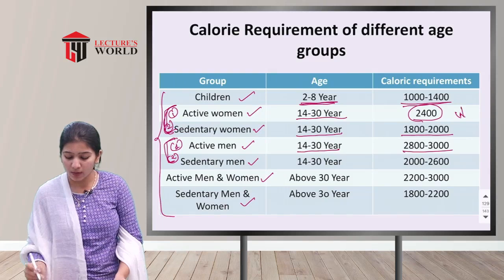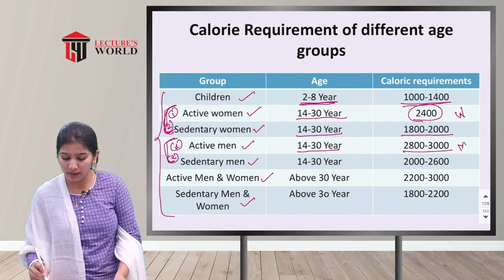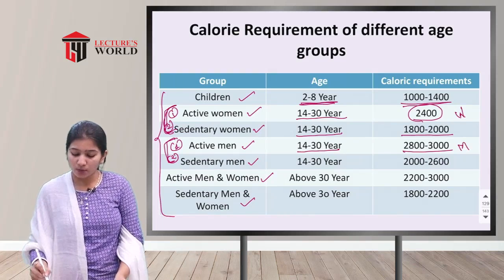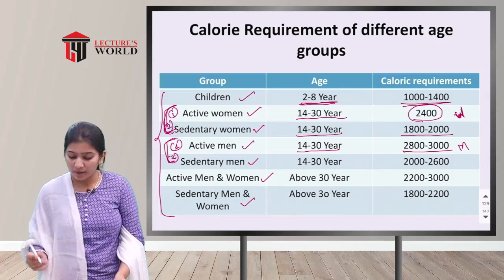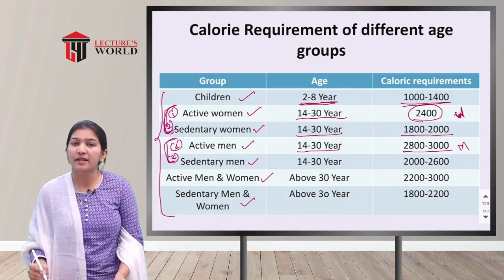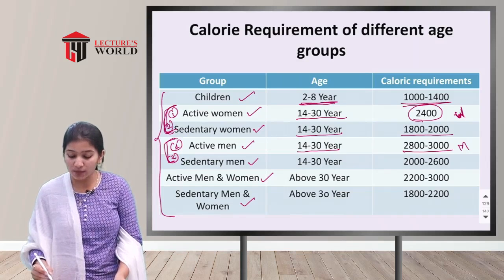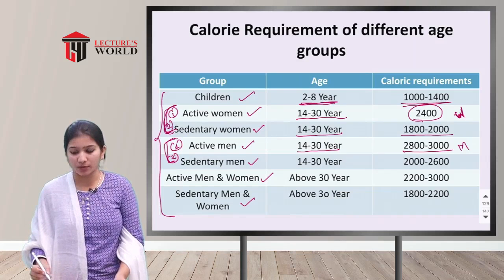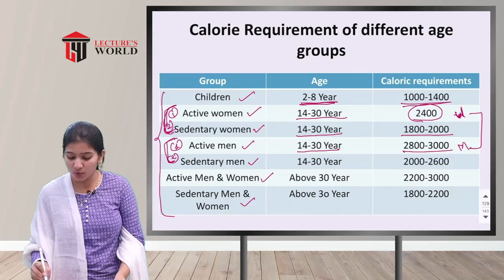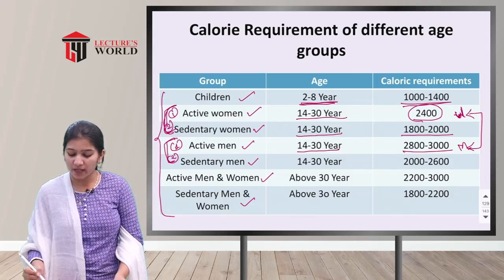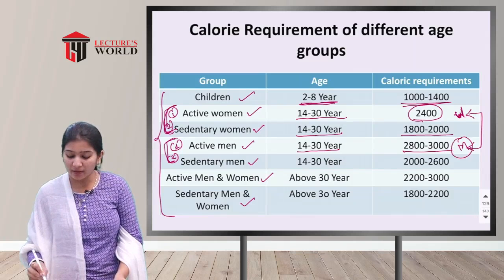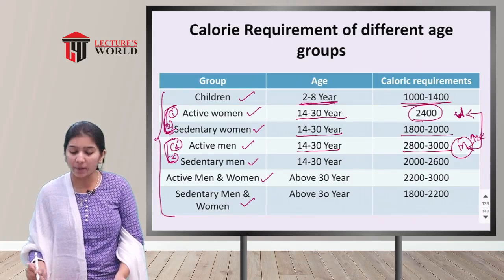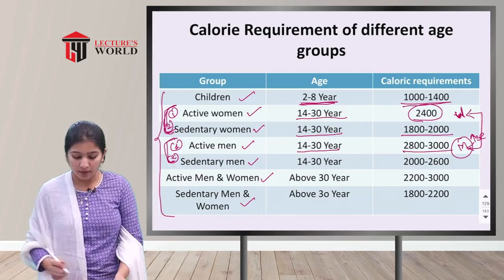Okay, so you can do the comparison of males and females over here. This is woman and this is male. Women have a calorie requirement of 2400, which is less than the male, as the active male has a calorie requirement of 2800 to 3000. You should do the comparison here, so you can clearly identify the difference between both. Males have a higher calorie requirement compared to women.